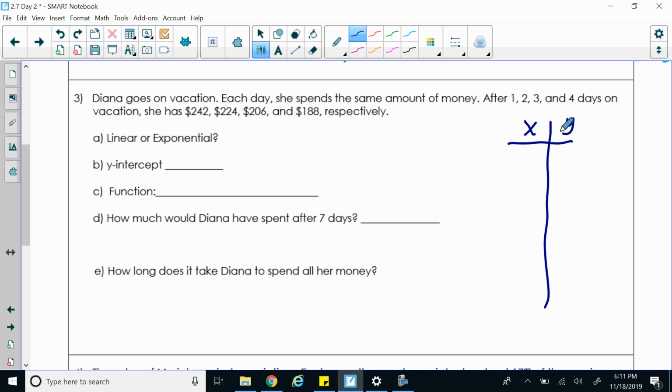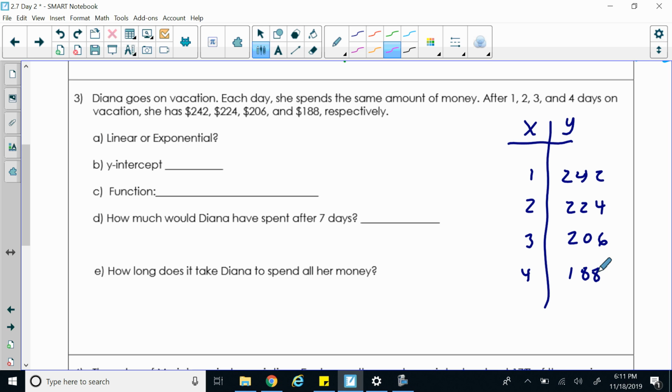All right, Diana goes on vacation. Each day she spends the same amount of money. After 1, 2, 3, and 4 days on vacation, she has 242, 224, 206, and 188. So what we'll do, leave a space for 0. So we'll go 1, 2, 3, 4, and we're going to fill out our y values. So 242, 224, 206, and 188.